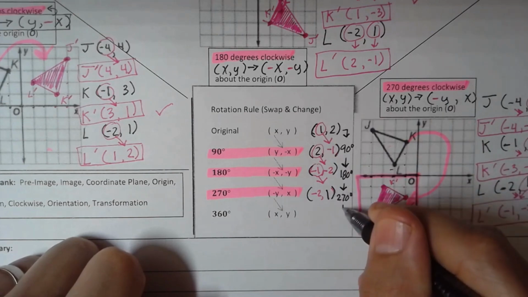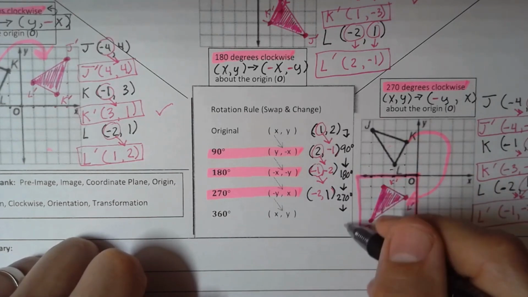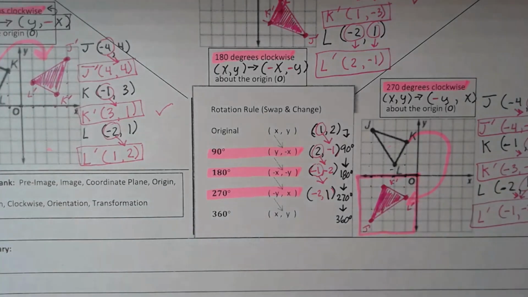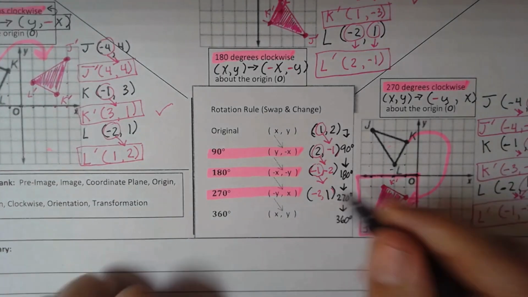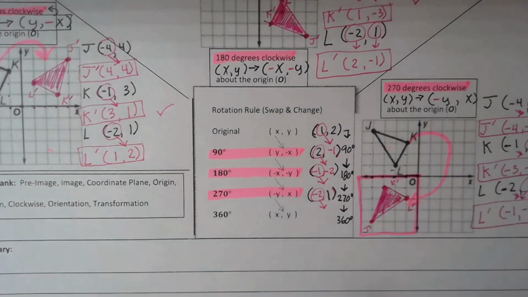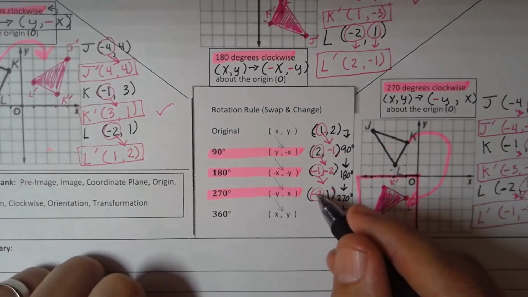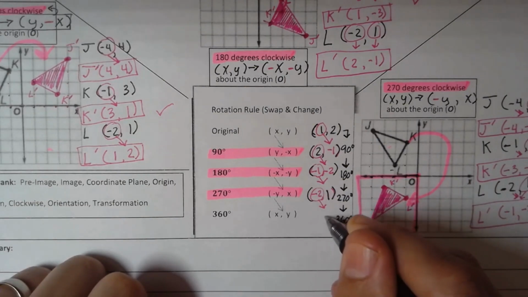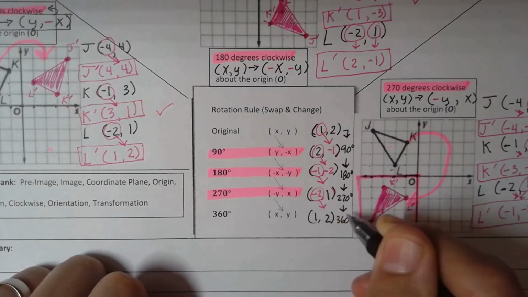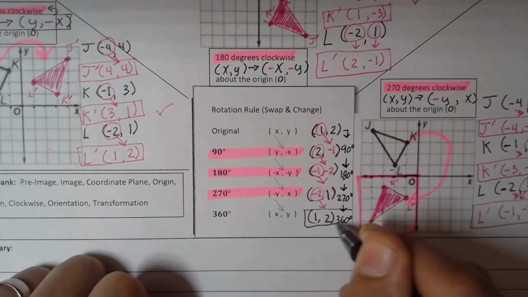Then if they said, okay, now we want you to go ahead and rotate it 360 degrees, put it back exactly where you started from. Well, if I went back to where I started from, I would take this negative 2, move it back, and we're going to have that sign change. So it goes from a negative 2 to a positive 2. This 1 comes up in front, and notice we're back where we started from at 1, 2.